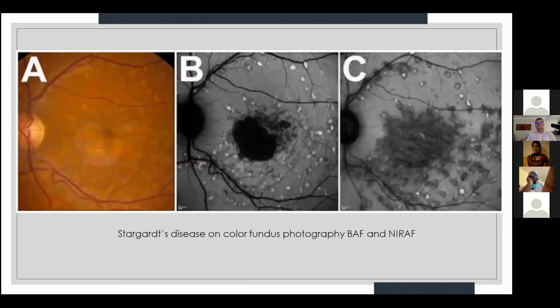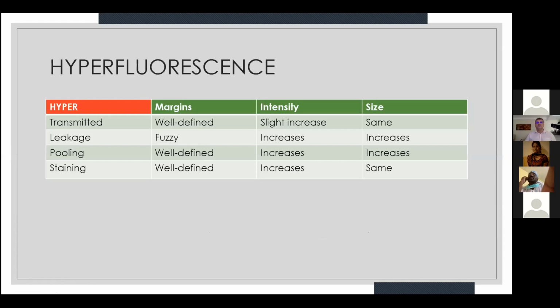Next is Stargardt's disease. What we can actually see is how they differ, the BAF and the NIRF. This is a clinical picture. We can see flecks in the central area, and on blue autofluorescence we can see a central area with surrounding hyper. As we can see in NIRF, the extent of the disease is more clearly evident in case of a melanin autofluorescent. As we are done with auto, we'll move on to hyperfluorescence.